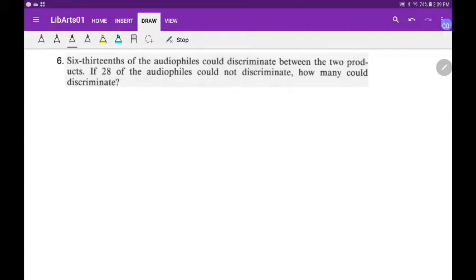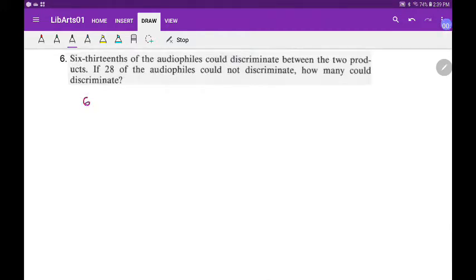6/13 of the audio files. So I'm going to say 6/13 of the audio files, people who love, I assume, music, something they hear, could discriminate between two products. If 28 of the audio files could not, so these can, okay? And then these can't. There's some people who can't.